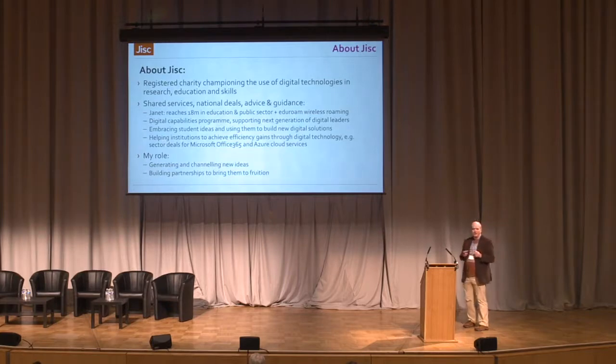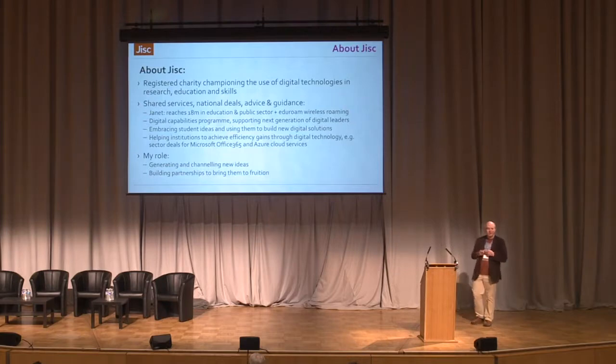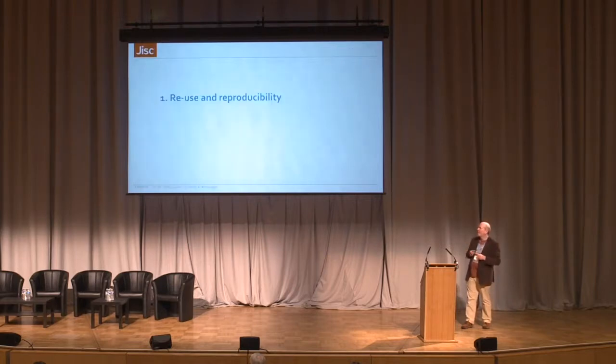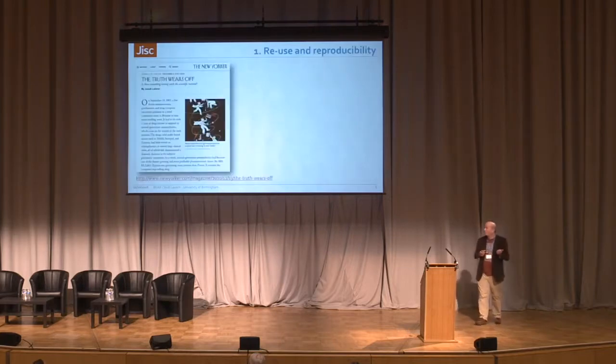Behind the scenes, we're trying to figure out all the time what we could do next, for research, education, and for the skills sector. And that's what being a futurist at JISC actually means. I'm there trying to poke and prod and look out for things that we could be doing. Who could we be working with to help bring those things to fruition? So that's me. What about this reuse and reproducibility then?